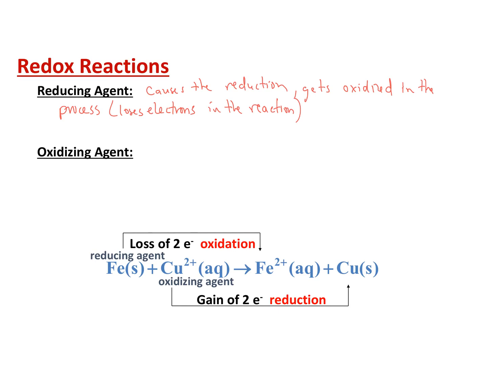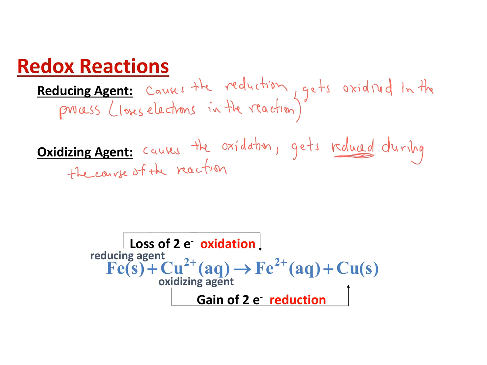And then the same applies for the oxidizing agent. It's called the oxidizing agent because it causes the oxidation. And in the process, it gets reduced during the course of the reaction. So because it accepts electrons, it gets reduced, and that allows something to be oxidized, that allows something to lose electrons during the course of the reaction. So that's how we need to think about reducing agent and oxidizing agent. But I agree, they're always hard for people to differentiate the two, but it's what they cause in the reaction, not what happens to them. It's the reducing agent because it causes the reduction. It causes the reduction because it gets oxidized.